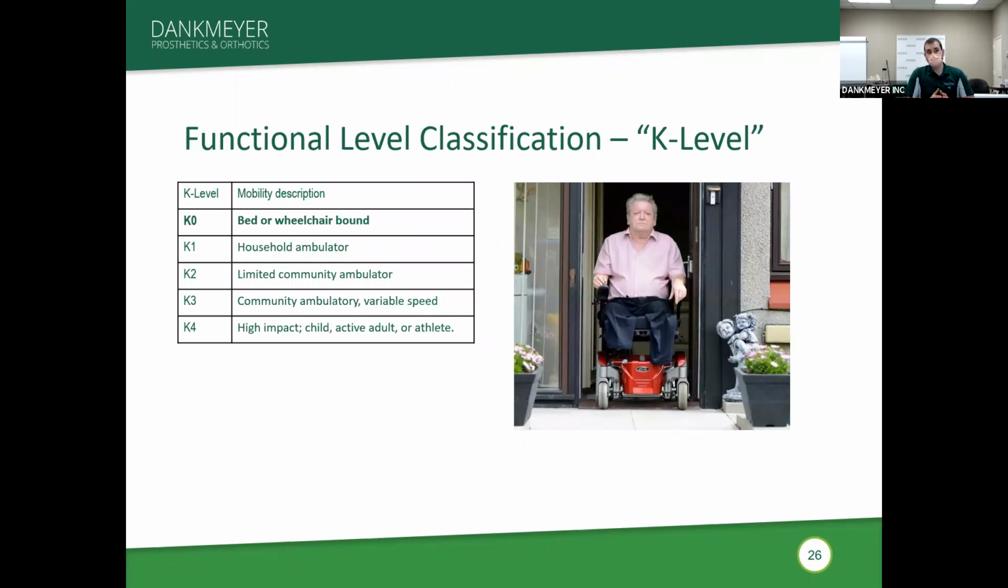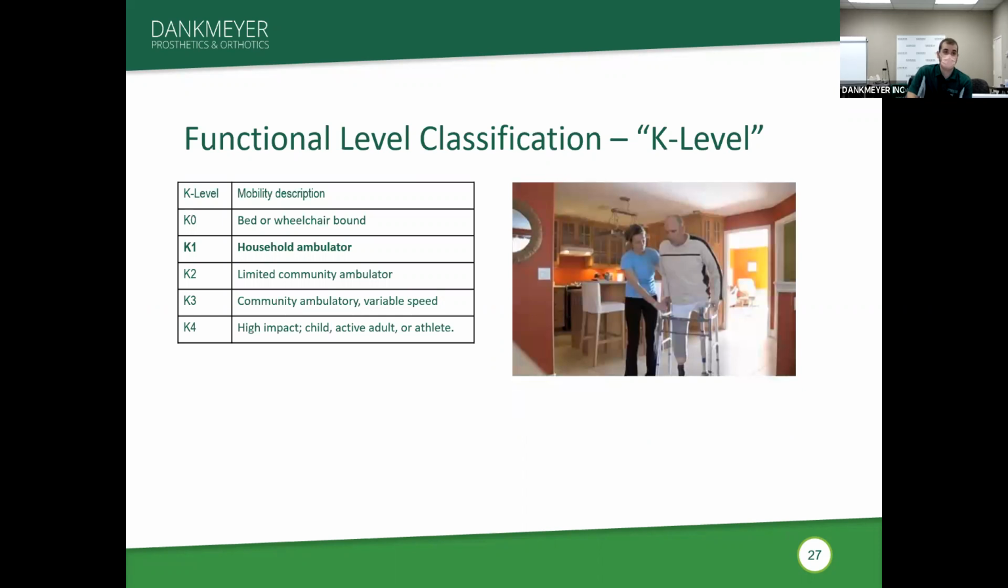At the K0 level, this patient is typically bed or wheelchair bound. They're not expected to be able to use a prosthesis, and the prosthesis will not enhance the quality of life in this case. So if someone is a K0 level ambulator, functional level 0, they won't be able to have a prosthesis.